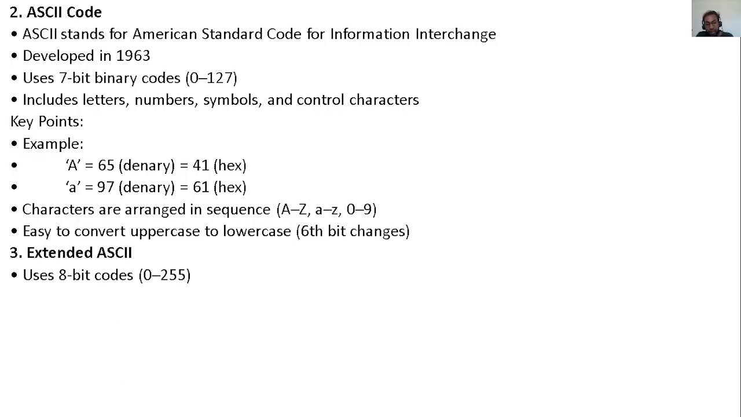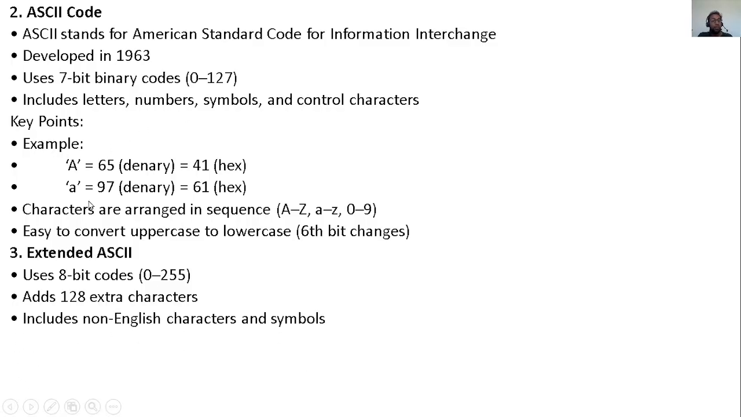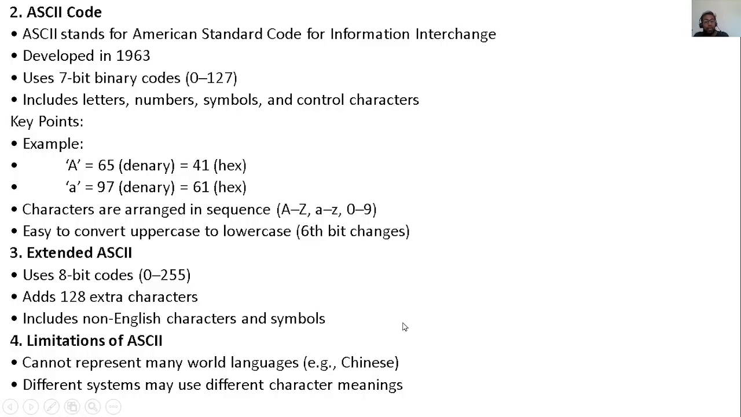Now there is extended ASCII, that is 8 bits. It has 0 to 255 characters, which is adding an extra 128 characters. It includes non-English characters and symbols as well. And there are limitations of ASCII. It cannot represent numerous world languages. For that we use a different character set that is called Unicode. And different systems may use different character meanings.